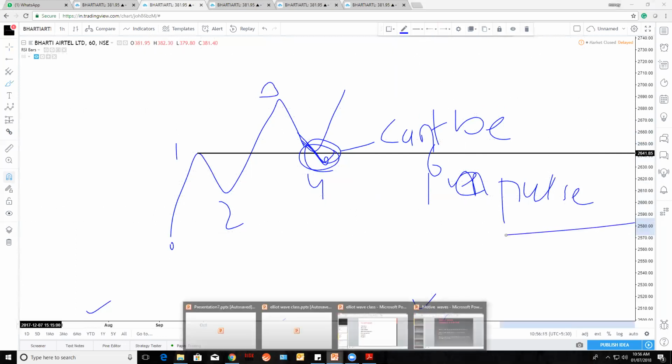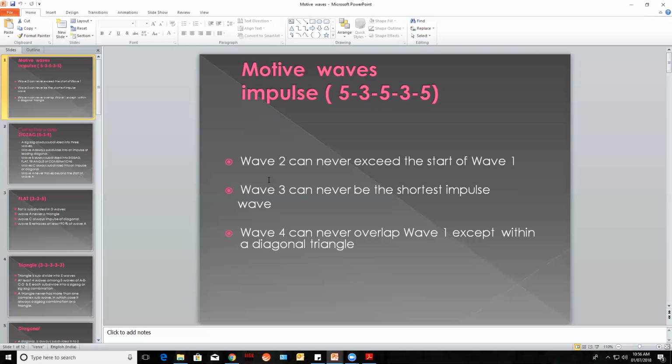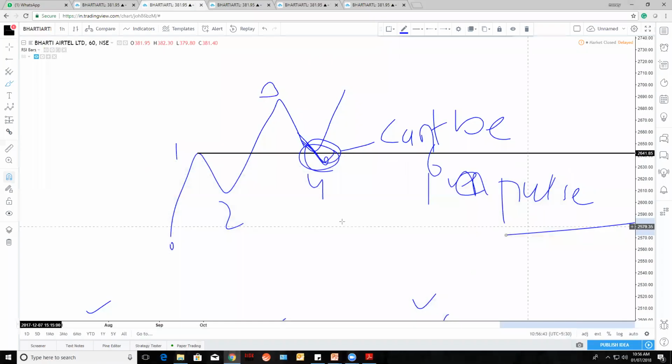So the rule is here. See, one more time we will go. Wave 2 never exceeds the start of wave 1. Wave 3 can never be the shortest impulse wave. Wave 4 can never overlap wave 1 except within a diagonal triangle. So this is the one condition. What is the condition? Wave 4 can never overlap wave 1 except within a diagonal triangle. So what is this, within a diagonal triangle?